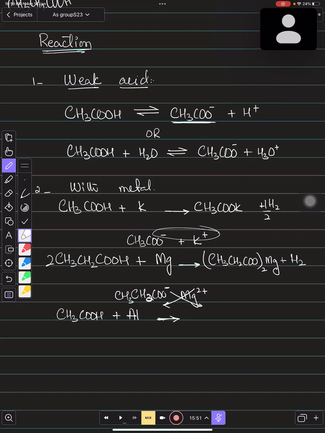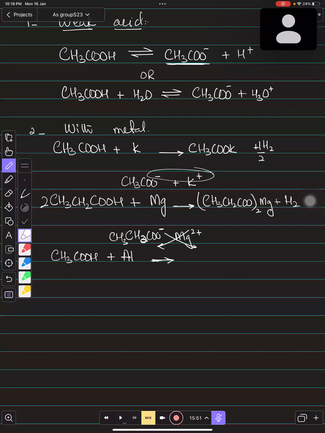The test for hydrogen gas. A popping noise occurs. Yes, exactly. But you need to remember that the popping sound is produced with a lightened splint. The test for hydrogen gas is that you need to place a lightened splint near the gas.